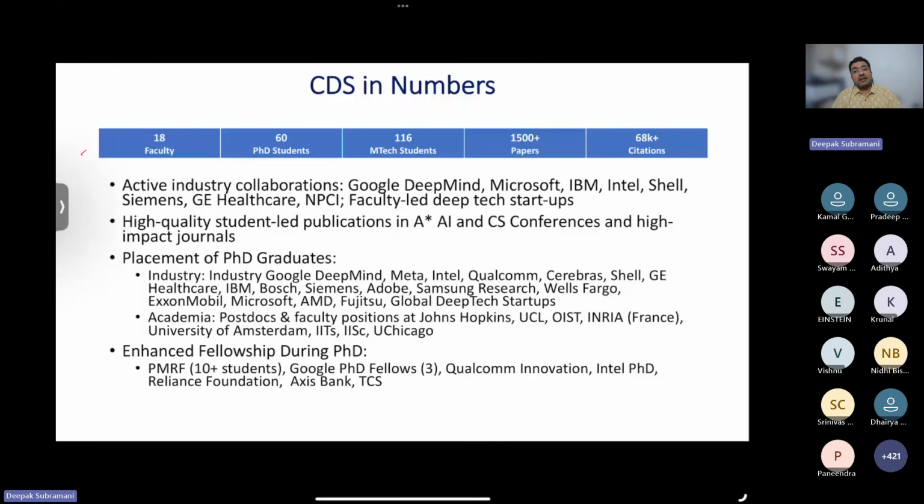We also have at least 2 faculty-led startups by the faculty in the department. These are deep tech startups, one in the bioinformatics field and one in the AI for sciences field. And we have very vibrant industry collaborations, and it is only growing. Right? So year by year, it is growing.